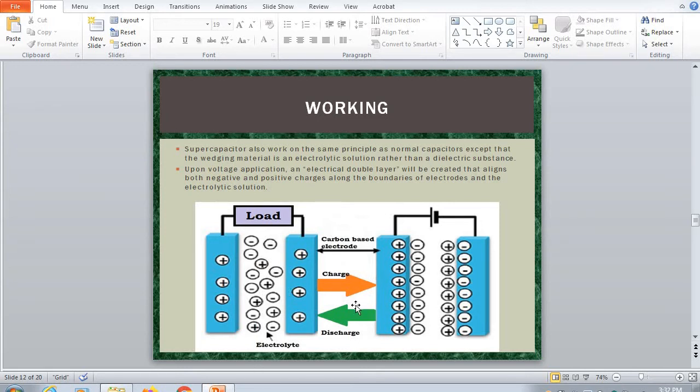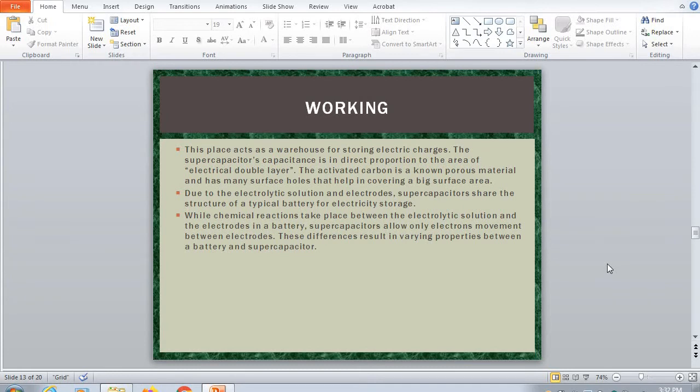On application of voltage, an electric double layer will be created that aligns both positive and negative charge along the boundary of electrodes and electrolytic solution. This place acts as a warehouse for storing electric charge. The supercapacitor's capacitance is in direct proportion to the area of the electrical double layer.